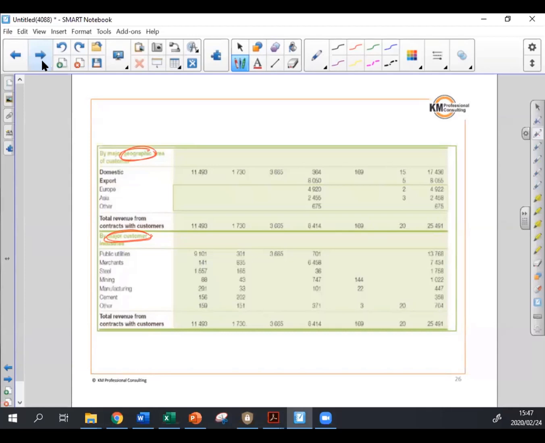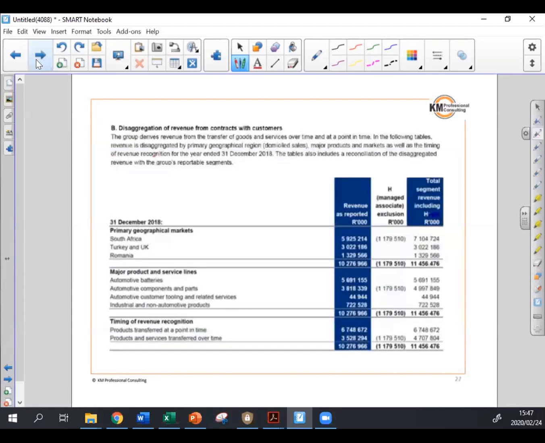And major customer industries, they just went with public utilities, merchant steel, mining, manufacturing, cement, and again, an other pops up. So pick your category. Does the category have to remain the same year on year? I think that would make sense. But should there be some kind of realignment of how revenue is disaggregated, looked at, reviewed, considered, it wouldn't be wrong to then explain to the user how it's changed year on year. So you'll obviously have a comparative period where you're aligning both.